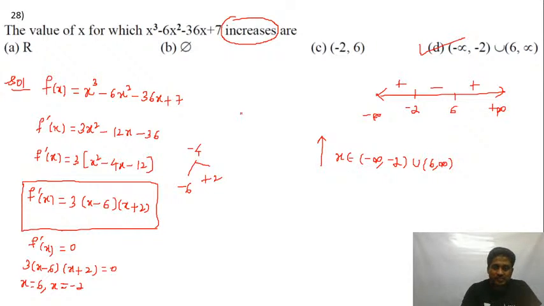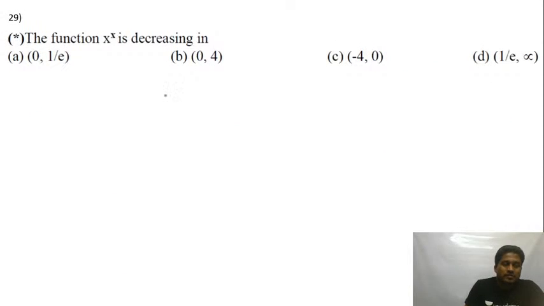Let's move to the next question, question number 29. The function x to the power of x is decreasing in which interval? Now, how do you differentiate x power x, guys? That's a direct formula, no? f of x is equal to x to the power of x. You have done this in the board exam, right? Logarithmic differentiation, d by dx of x to the power of x.